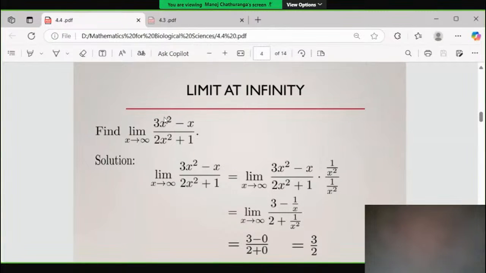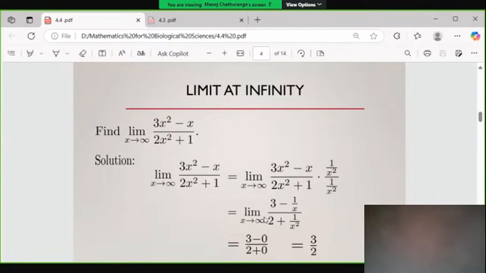First thing to note is the largest power of x in the given function. Here it is 2. So you divide both numerator and denominator by x squared. 3x squared divided by x squared is 3. Minus x divided by x squared is minus 1 over x. And 2x squared divided by x squared is 2. 1 divided by x squared is 1 over x squared.